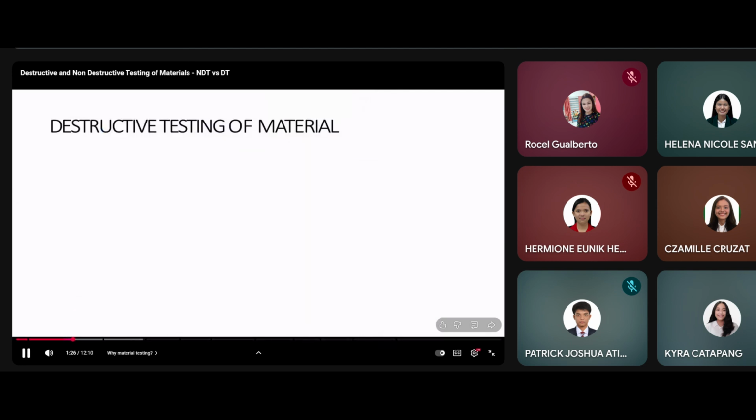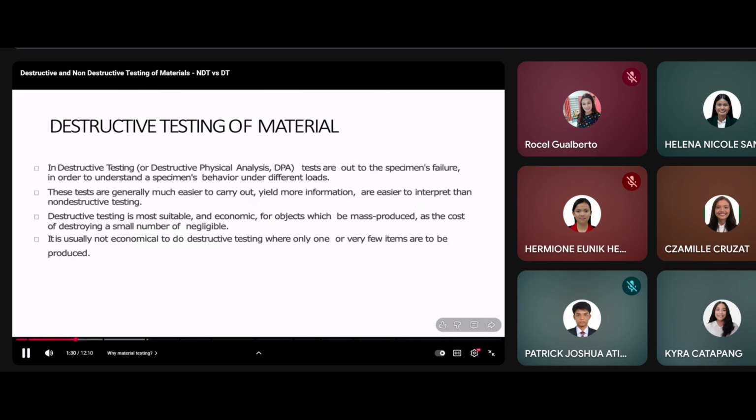Now let us discuss the peculiarities of destructive testing. Destructive testing is undertaken in order to understand a specimen's performance or material behavior. These procedures are carried out to the specimen's failure. Destructive testing procedures can either follow a specific standard or can be tailored to reproduce preset service conditions.